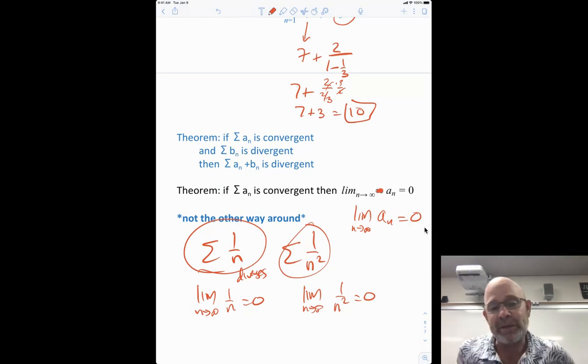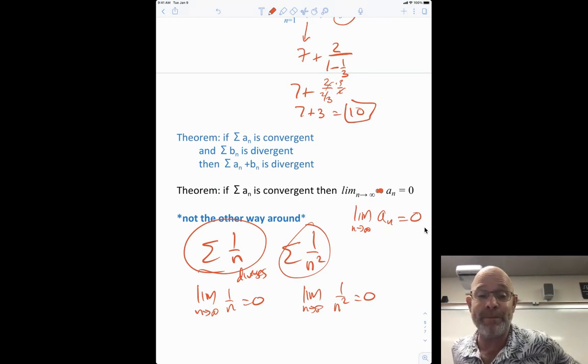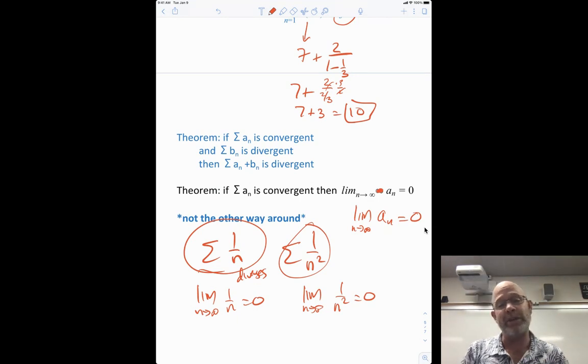So it's not quite as simple as saying if the limit is 0, boom, you're done, it converges. However, if you do know it converges, that means the limit must be 0, because if it wasn't 0, it wouldn't have converged in the first place.